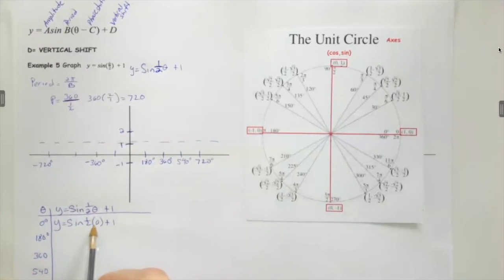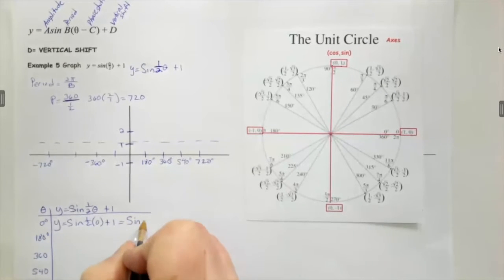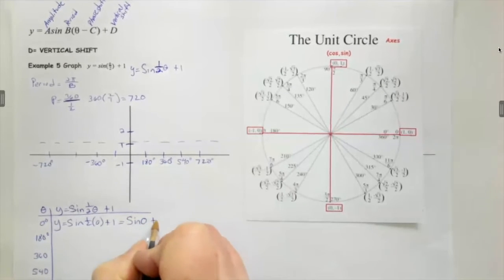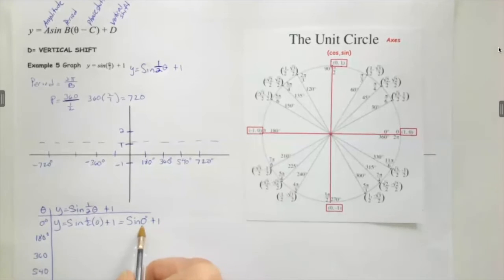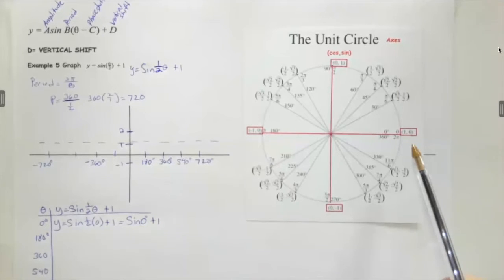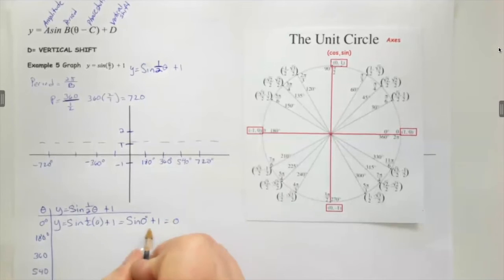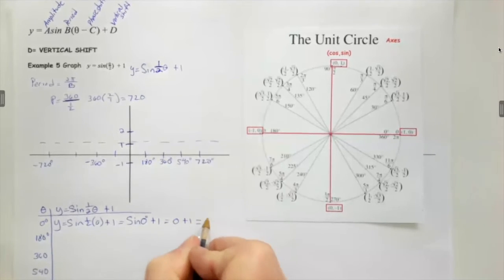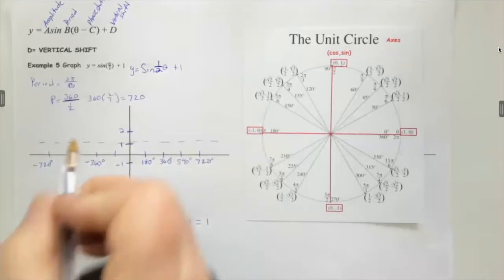Y equals sine 1/2 times 0 plus 1. 1/2 times 0 is 0. Sine at 0 degrees is 0. And 0 plus 1 equals 1. At 0 degrees, y is 1.